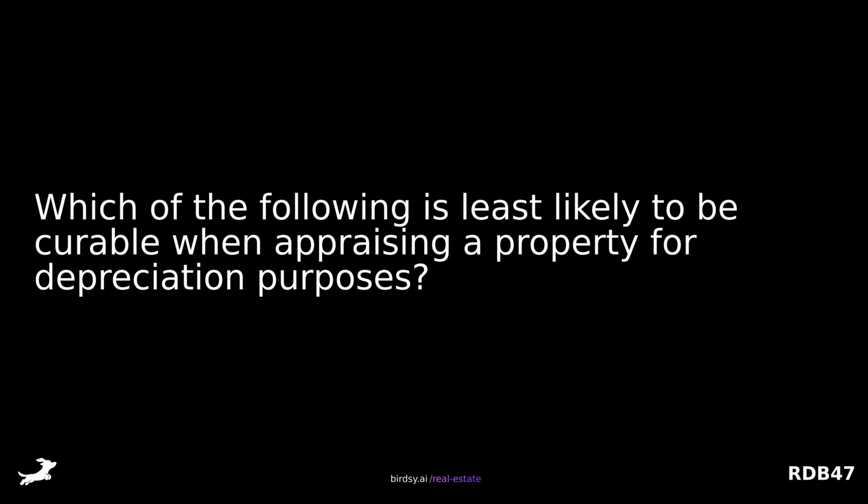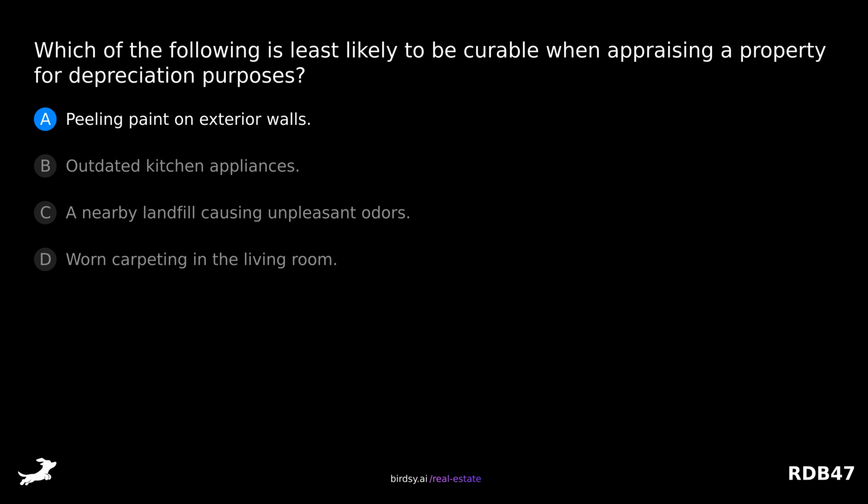Which of the following is least likely to be curable when appraising a property for depreciation purposes? Is it A, peeling paint on exterior walls, B, outdated kitchen appliances, C, a nearby landfill causing unpleasant odors, or D, worn carpeting in the living room? The correct answer is C, a nearby landfill causing unpleasant odors.